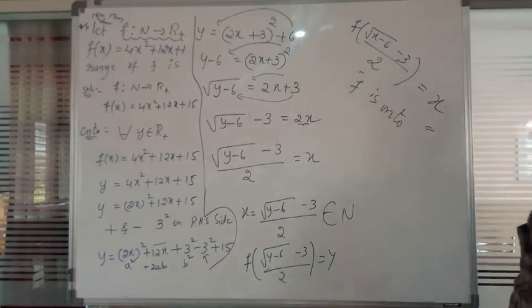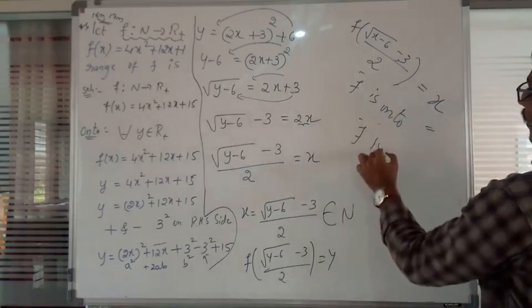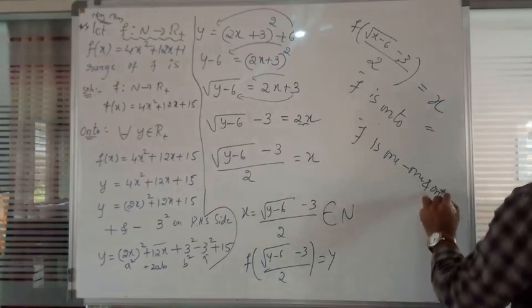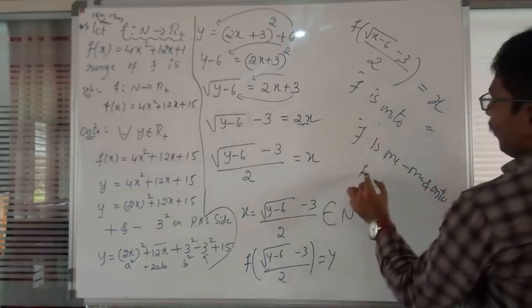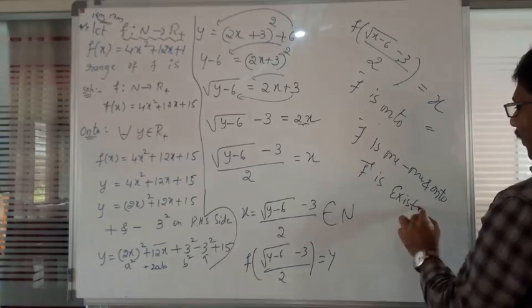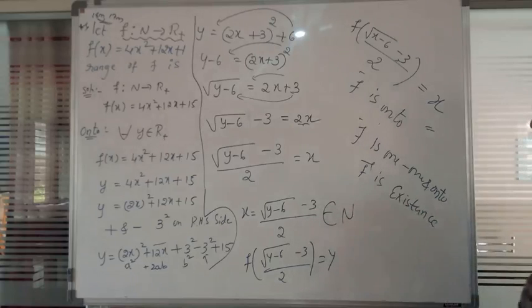Okay. f is one-one and onto. Definitely f inverse exists. If it is one-one and onto, then f inverse definitely exists 100%.